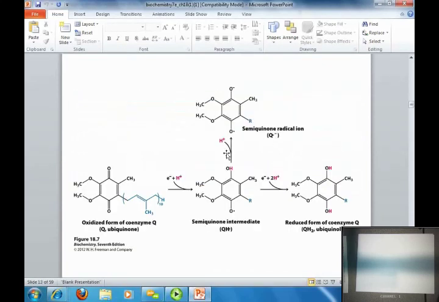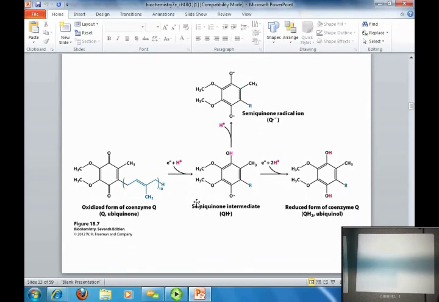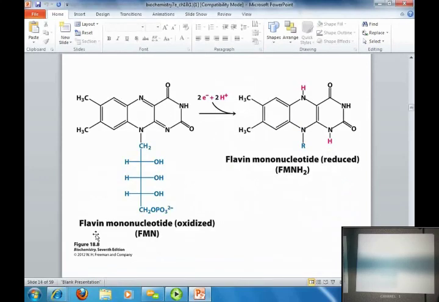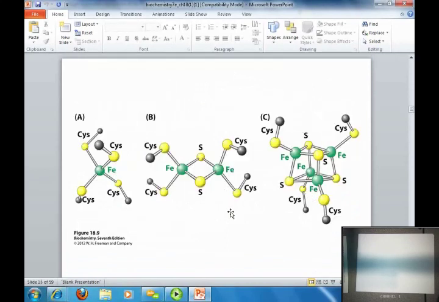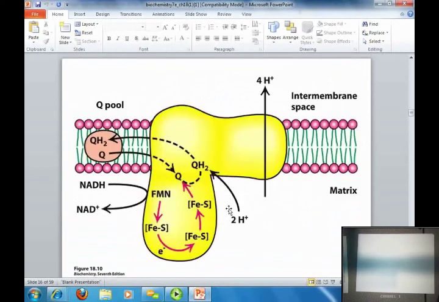Now, semiquinone radical, how the molecular electrons are being reduced, the atomic mechanism, you know, how the electrons are moving inside this molecule and this intermediate. You can see the structure of the flavin mononucleotide, FMN, FMNH2. And these are some of the stick models. These are the models where the NADH and FMN, how these electrons are feeding and the proton is being pushed out. Okay.